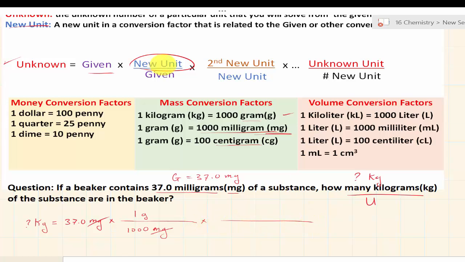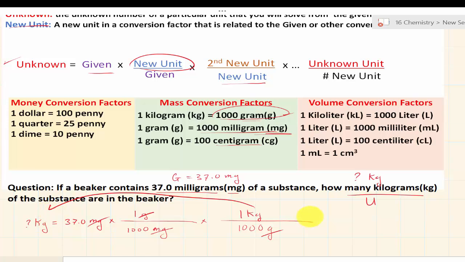Notice how the new unit right here goes on the bottom, because we want to cancel it out. In this case, we have gram, so the gram part will be on the bottom, which is 1,000 gram. If the 1,000 grams is on the bottom, the other part has to be on top, which is 1 kilogram. And there you go. The unit gram is being canceled out, giving us our final unit of kilogram, which is the exact unit of our unknown.